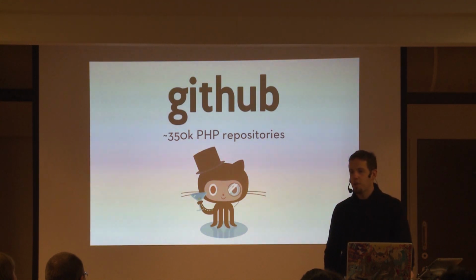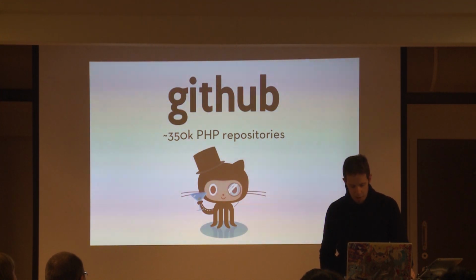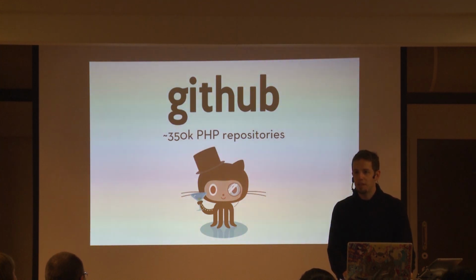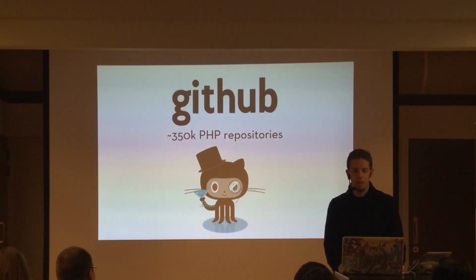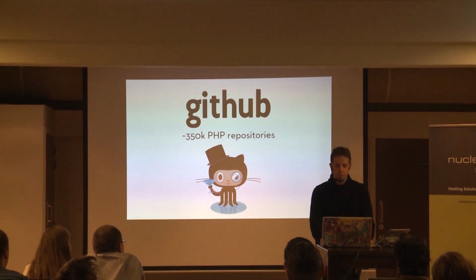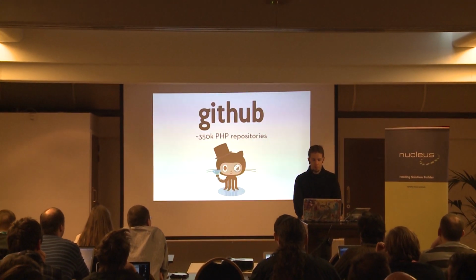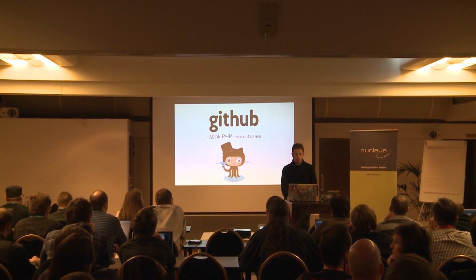There are something like 350,000 PHP repositories on GitHub right now. That accounts for about 7% of our total repository count. That's a pretty big deal. It's number 6 language on the site. Pretty cool stuff. You guys have made a lot of friends there.